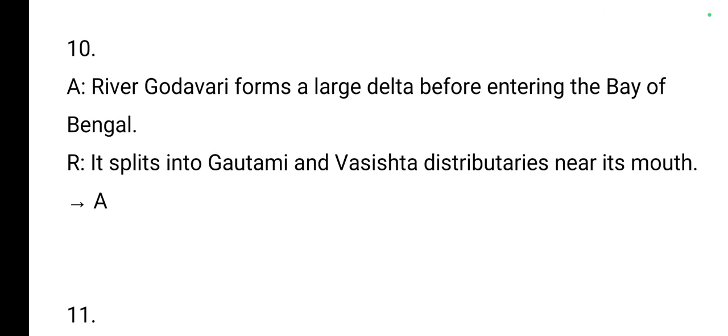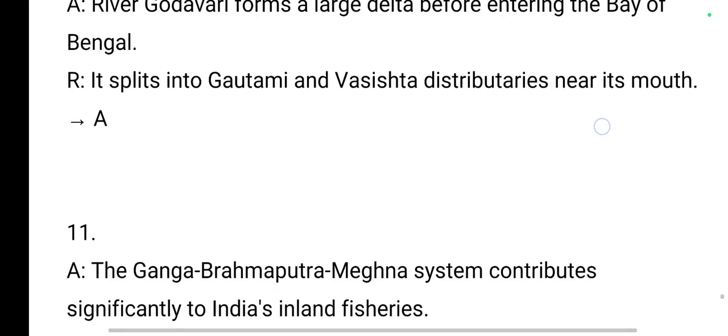River Godavari forms a large delta before entering the Bay of Bengal. It splits into Gautami and Vasishta distributaries near its mouth. So again it is correct and it is the correct explanation.